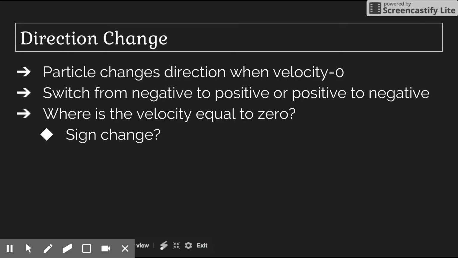So our next objective is to find when a particle changes direction. A particle changes direction when the velocity reaches zero at the moment before heading in a different direction, meaning that it either goes from positive to negative velocity or negative to positive velocity, hitting zero before the direction change. The way to solve these questions is to see where the velocity function is equal to zero and if there is a sign change or not. Here is an example.